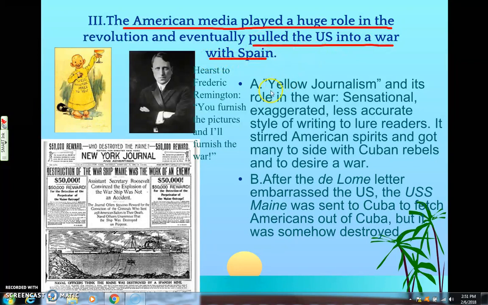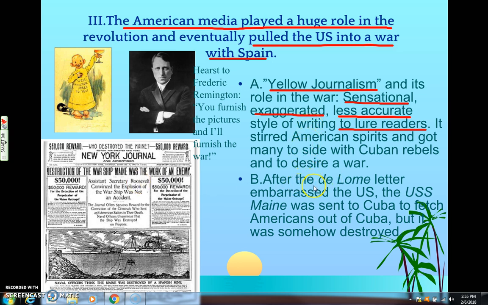There's this thing called yellow journalism, and yellow journalism is a sensational, exaggerated style of reporting, generally is less accurate, and the whole idea is to lure readers. You're going to have these really massively impactful and sometimes embellished articles. So you want to think about yellow journalism as the precursor to what we would call today clickbait. Those articles that you see online that have these really sensational headlines that really grab your attention. That's kind of what yellow journalism was.